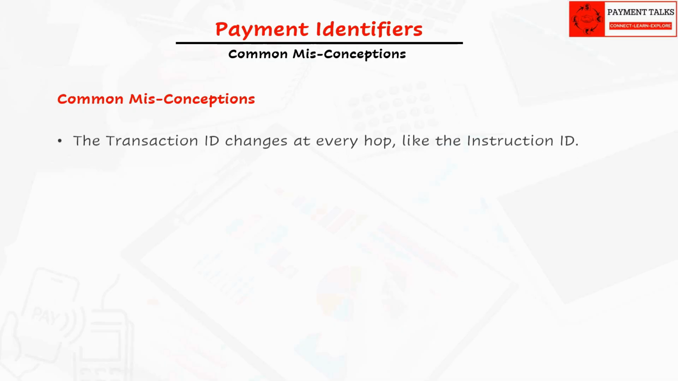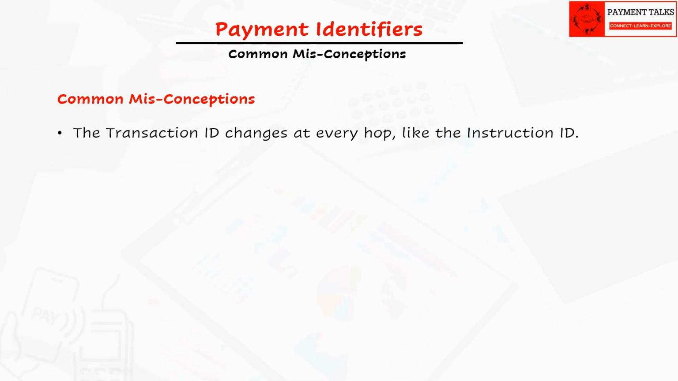The transaction ID changes at every hop like the instruction ID. This is incorrect. The transaction ID is assigned by the first instructing bank, the debtor agent, and remains unchanged through the entire interbank chain. Only the message ID and instruction ID are point-to-point references that change at each hop.